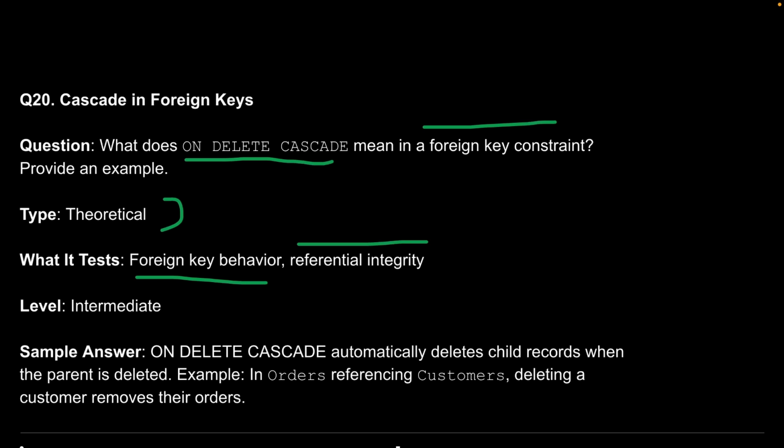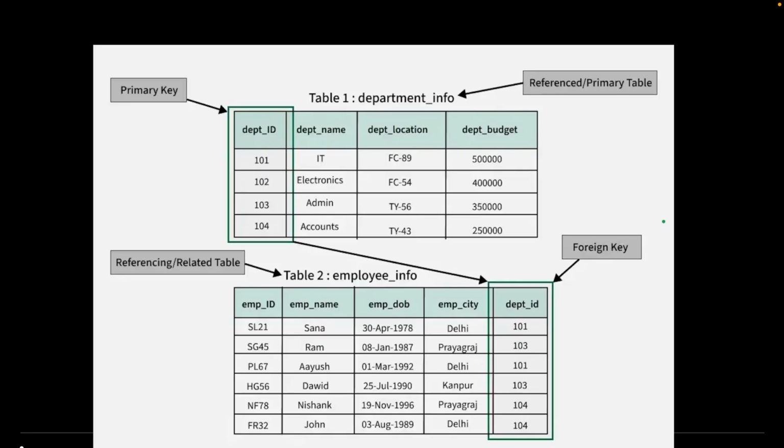ON DELETE CASCADE automatically deletes the child records, remember, the child records, when the parent is deleted. Example, orders referencing the customer table. So deleting a customer removes the orders. In short, or let's see one example.